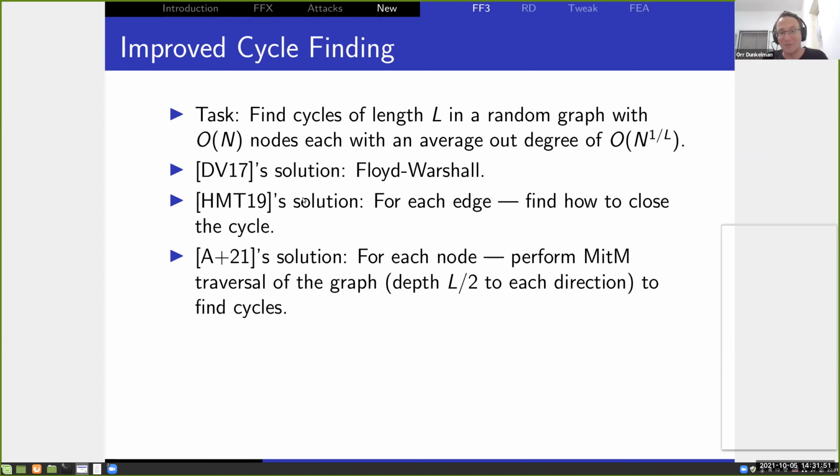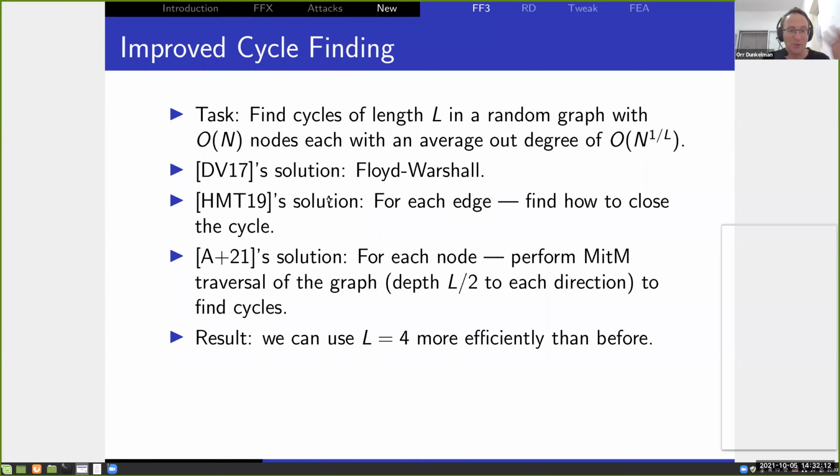We use something significantly easier. We just pick a node and then we perform... We know the cycle is of length L. So we go all the possible paths L over 2 steps from one side, all the possible locations L over 2 steps to the other side, and try to meet in the middle. And this gives significantly better cycle finding algorithms.